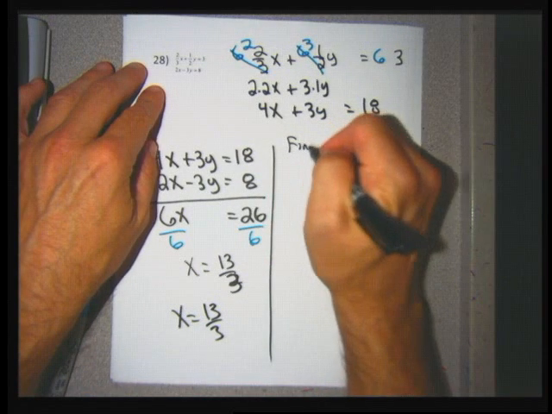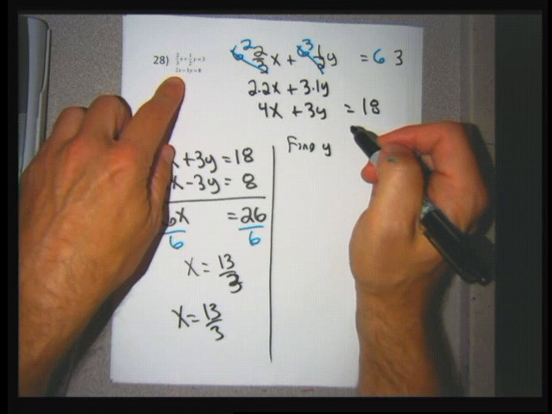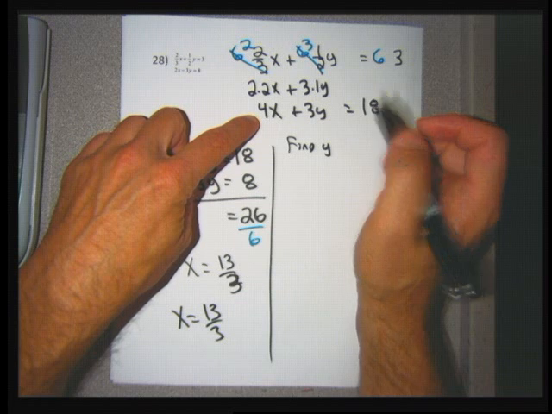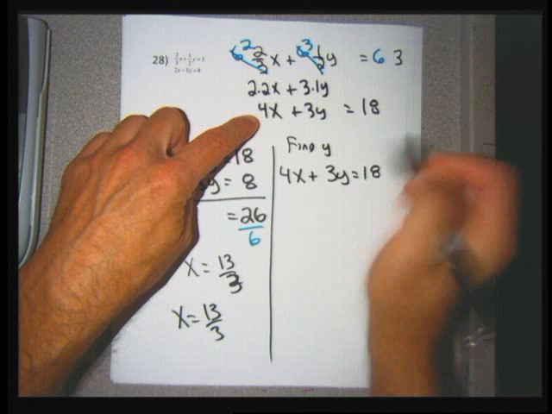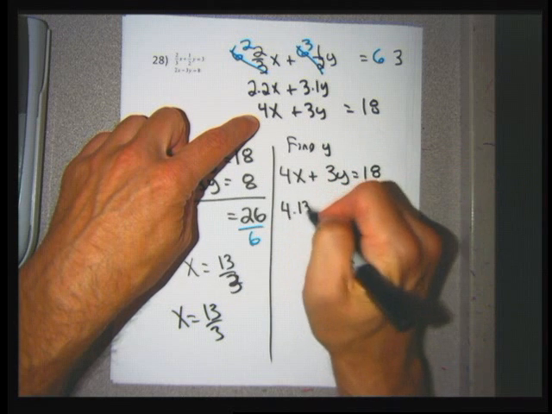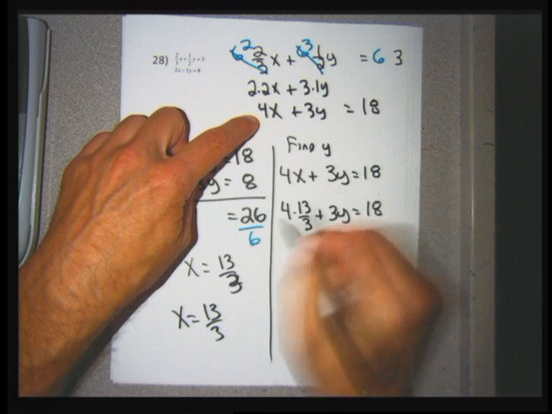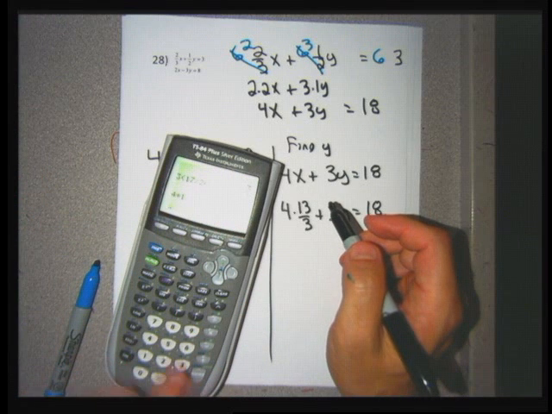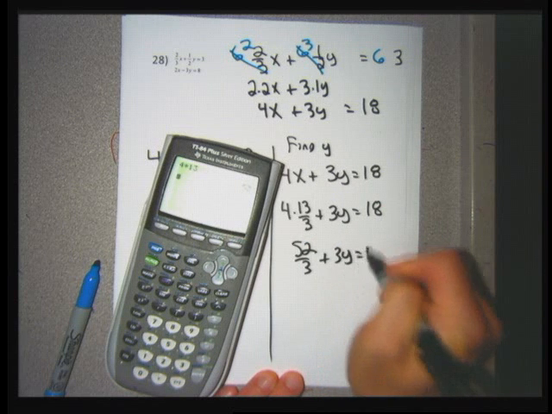There isn't a really nice equation to use. I don't like the top equation because of the fractions. I don't like the bottom equation because of the negative in front of the y. I don't mind the modified equation, so I'm going to use that one. I could use any equation that has both an x and a y to solve for y. So I'm going to go 4 times 13 over 3 plus 3y equals 18. This 4 times 13, I always do that wrong in my head, is 52, so I get 52 over 3 plus 3y equals 18.